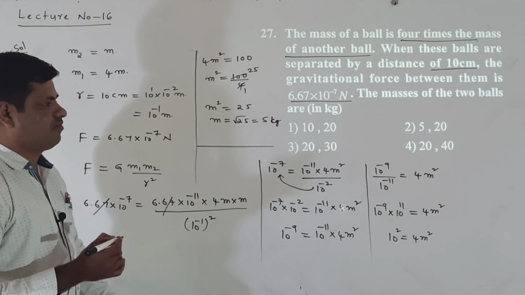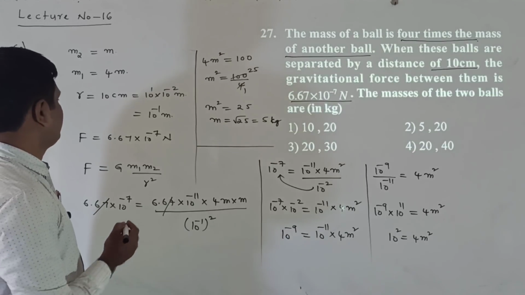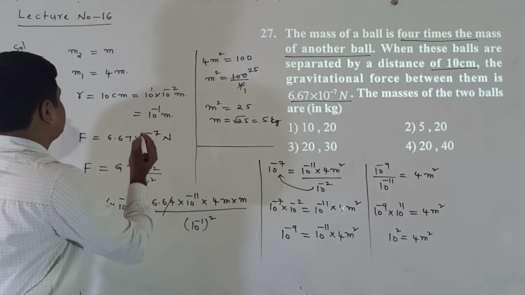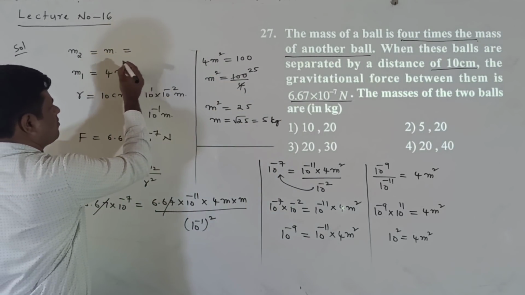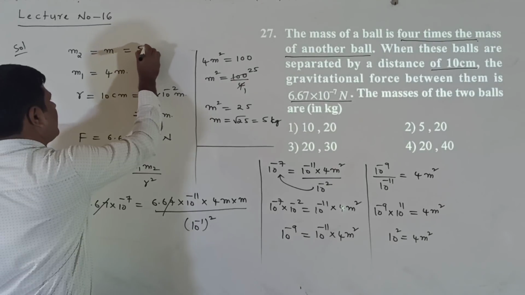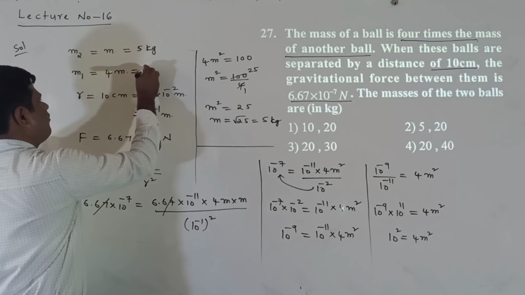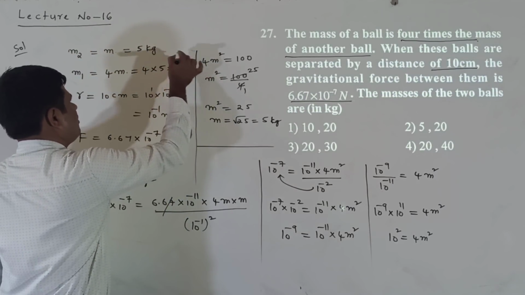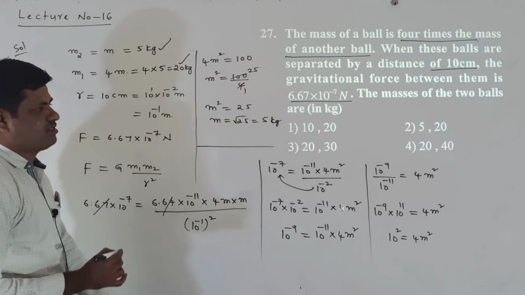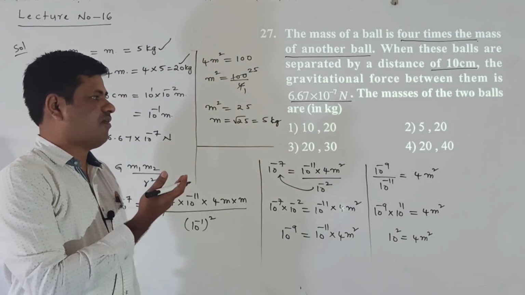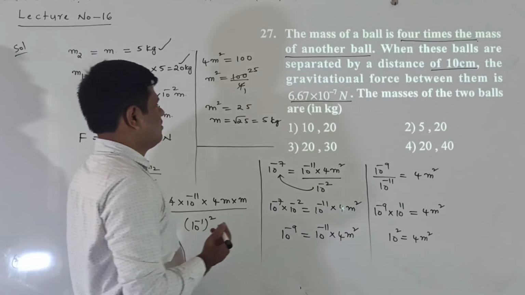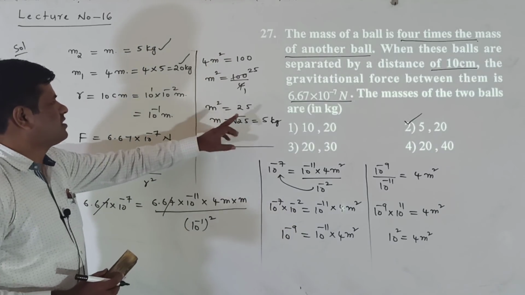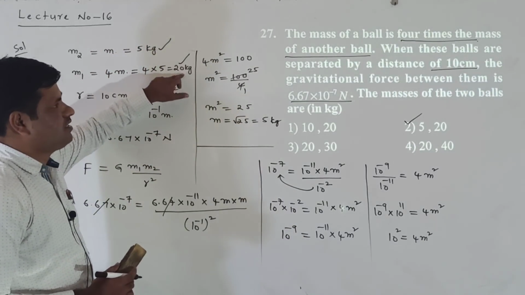In kg they are asking. So m2 is equal to m, which is 5 kg. Another one is 4 into m, with m as 5, 4 into 5 is equal to 20 kg. So one is 5 kg, another one is 20 kg. In the options, the second option is there, so the second option is correct here.